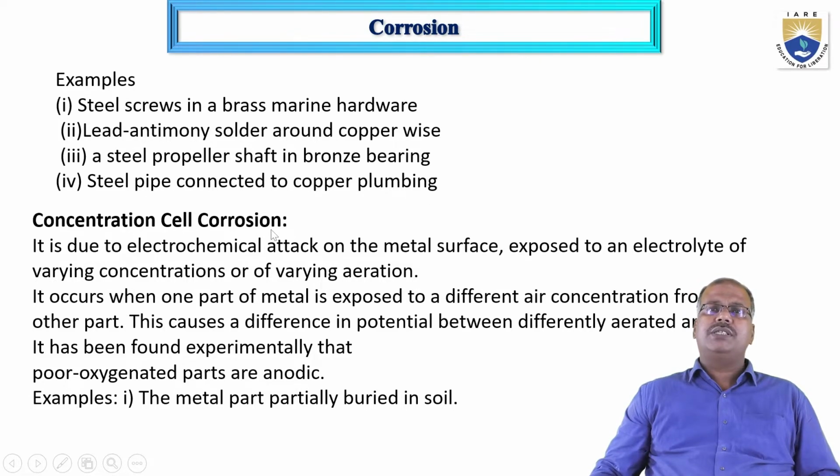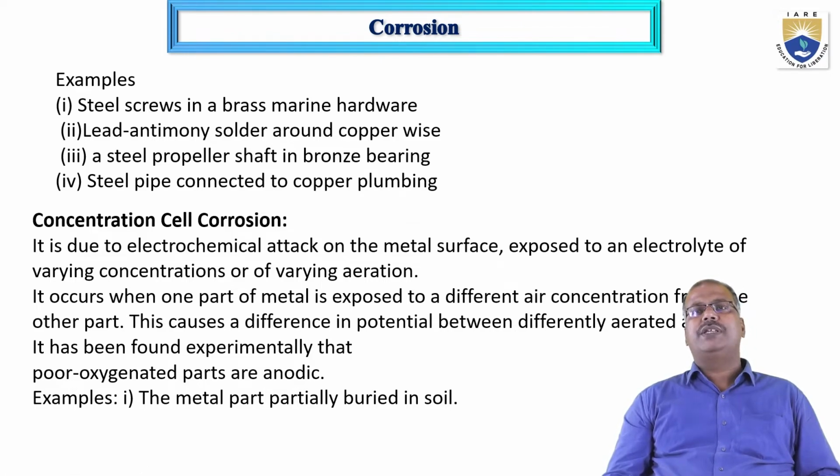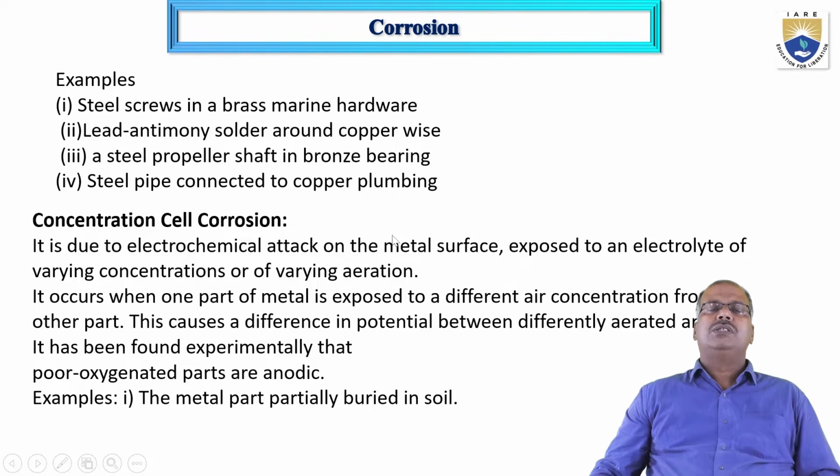Next, concentration cell corrosion. It is due to electrochemical attack on the metal surface exposed to an electrolyte of varying concentrations or of varying aeration. So it occurs when one part of the metal is exposed to a different air concentration from the other part. So this causes a difference in potential between differently aerated areas, and normally it is experimentally proved that less aerated area acts as an anode, and more oxygenated areas act as a cathode.